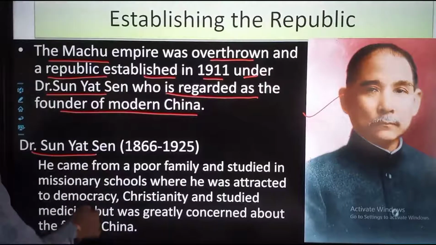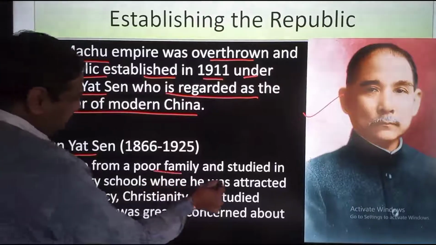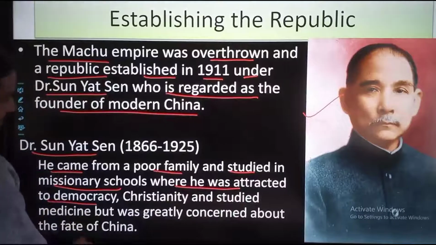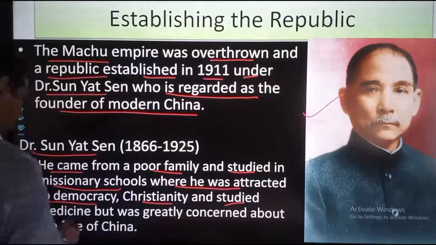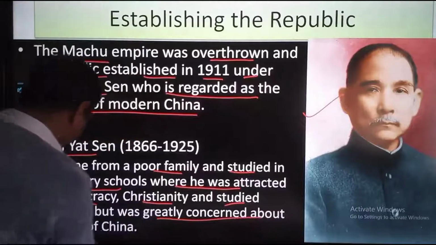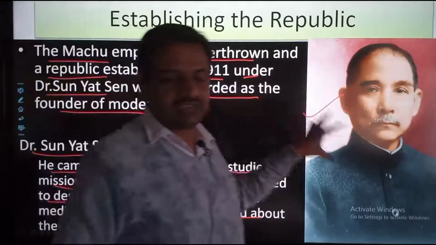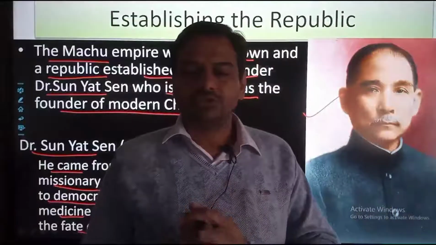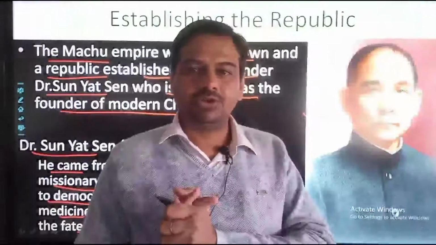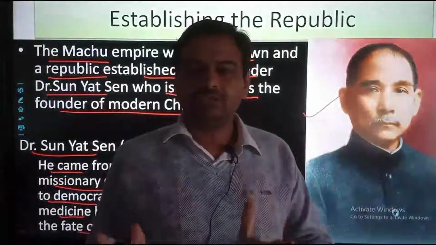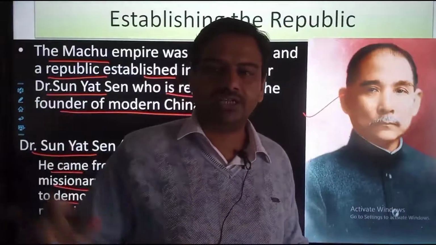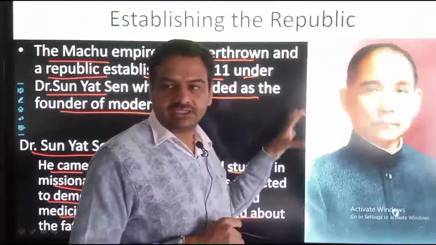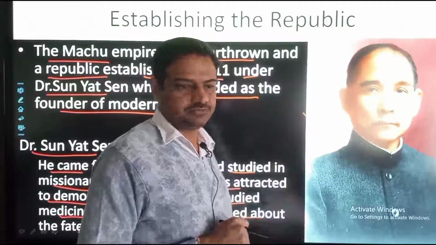Dr. Sun Yat-sen came from a poor family and studied in missionary schools, where he was attracted to democracy and Christianity, and studied medicine, but had great concern about the fate of China. So we can see that Sun Yat-sen, the first Chinese president, studied in a convent school. So he was influenced by Western ideas, and he wanted to make China a westernized country. So he implemented those ideas which he borrowed from Western culture. He wanted to bring modern sciences to China, and he wanted to modernize China.